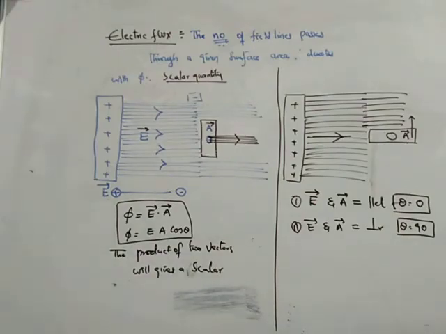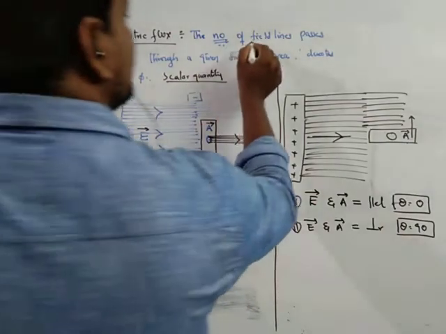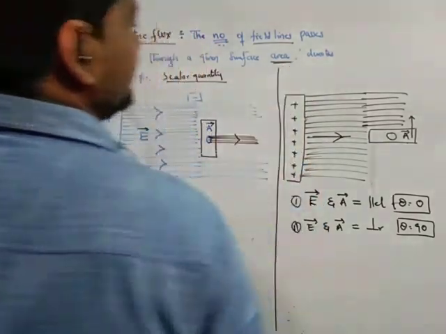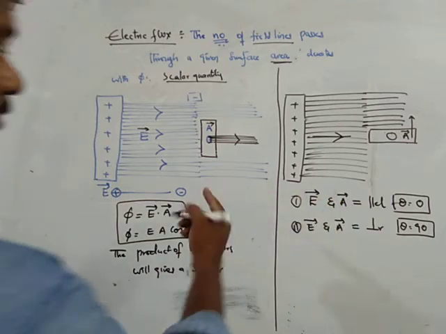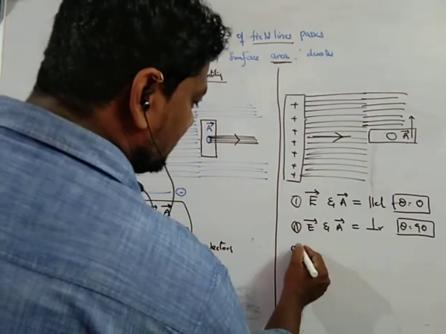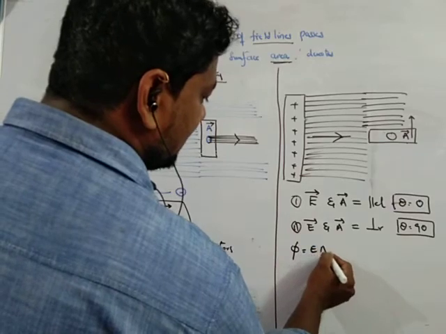So we will make a relation between the number of field lines and area. We are not considering the substance. Now the question is when the flux will be a maximum and when the flux will be a minimum. So substitute those values. Already we know the formula of flux is equal to EA cos theta.